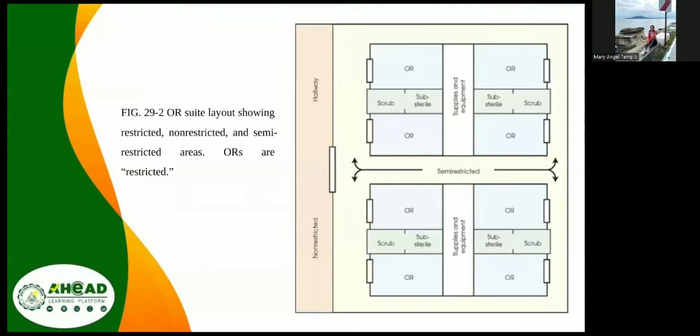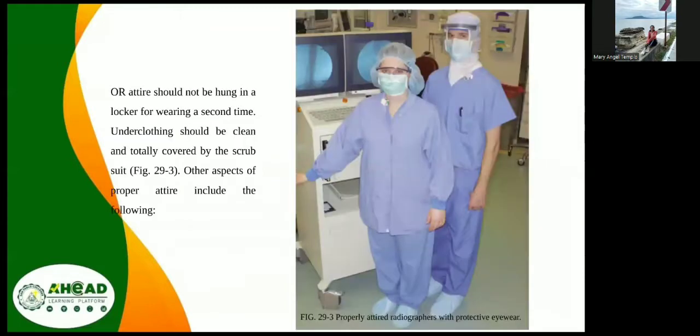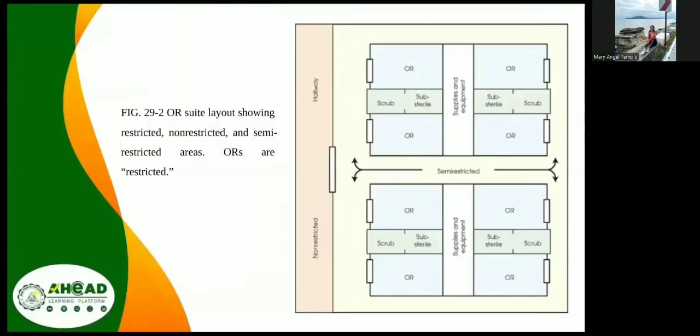OR suite layout showing restricted, non-restricted, and semi-restricted areas. ORs are restricted. Unrestricted zone: persons may enter in street clothing. Semi-restricted zone: only persons dressed in scrub dress with hair covered and shoes covered may enter. Restricted zone: only persons wearing scrub dress, shoe covers, and masks are allowed to be present.